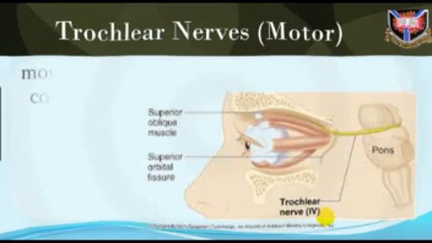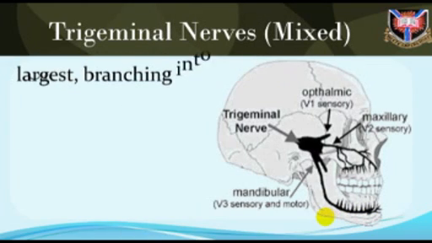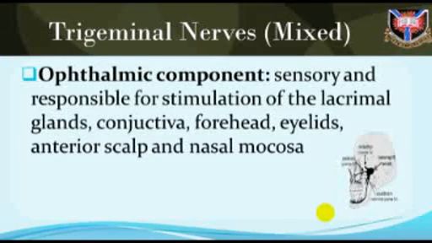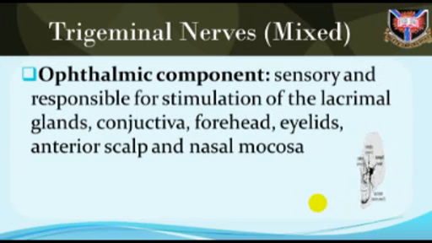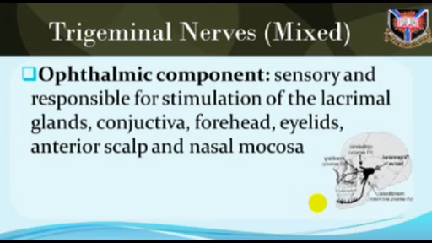Trigeminal nerves. They are the largest and contain both motor and sensory nerves, hence called mixed nerves. The ophthalmic and maxillary nerve branches of the trigeminal nerves are sensory. The ophthalmic component is responsible for sensation of the lacrimal glands, conjunctiva, forehead, eyelids, anterior scalp, and nasal mucosa.